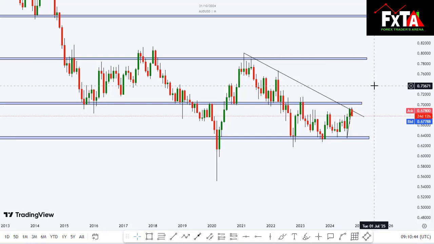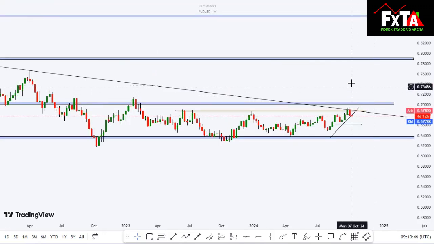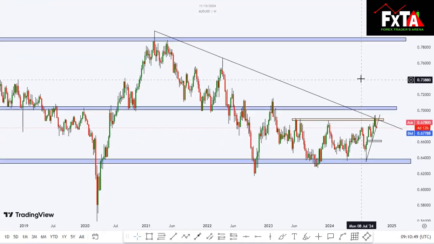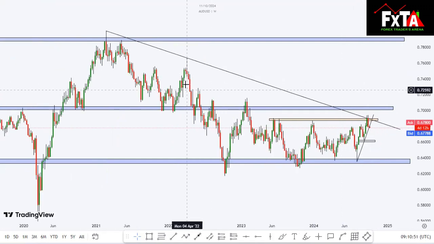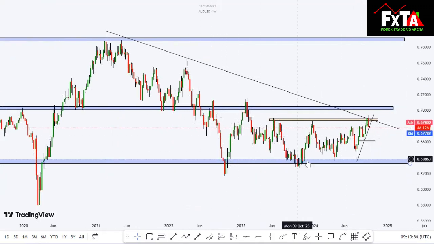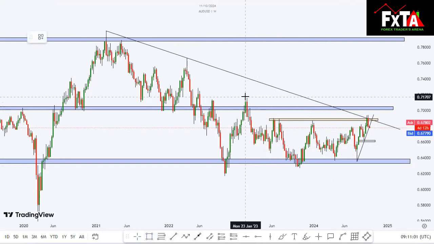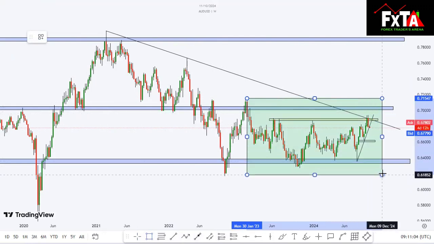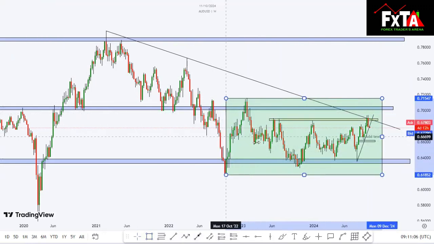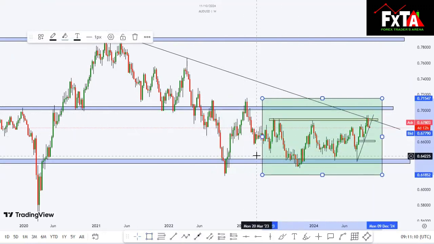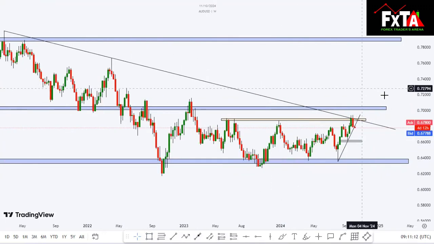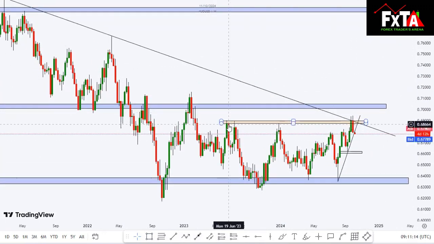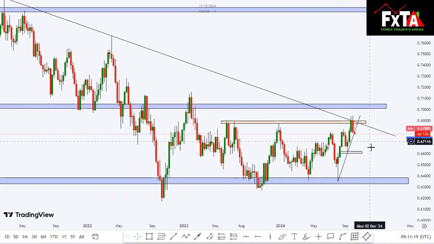Let's move on to the weekly time frame and see what we could get from there. On the weekly time frame too, we can see that price is flowing south, making a lower high, and then currently ranging between this high right here and the low right here. We also have a resistance zone here that price is bouncing off.